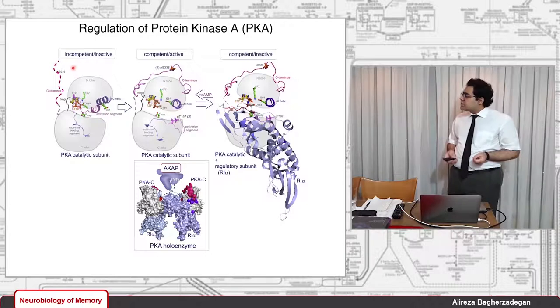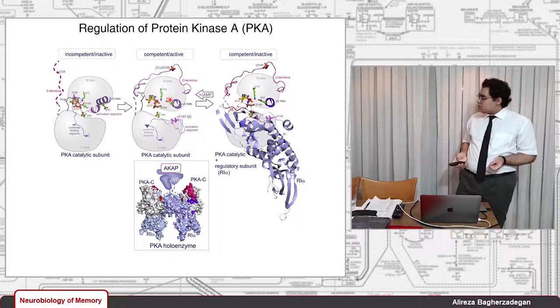So you can see this is an incompetent, inactive conformation. It undergoes two phosphorylation reactions, one in the serine amino acid in the C terminus, and the other in a threonine amino acid in this activation segment. And after that, it is now competent and active. The result of these two phosphorylation reactions is that important rearrangements happen in both the N lobe and the C lobe.